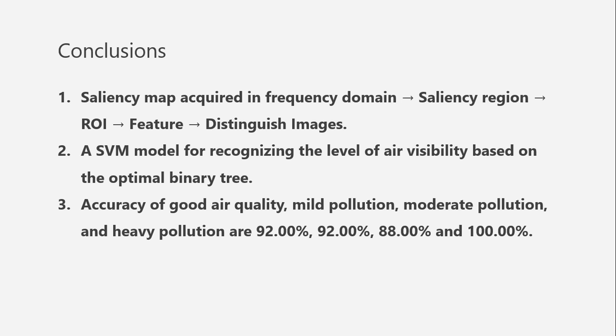Combined with the cross-validation method, the recognition accuracies of good air quality, mild pollution, moderate pollution, and heavy pollution are 92, 92, 88, and 100%, with an average recognition accuracy of 93%. Therefore, this method is able to recognize the level of air visibility in a relatively accurate way.